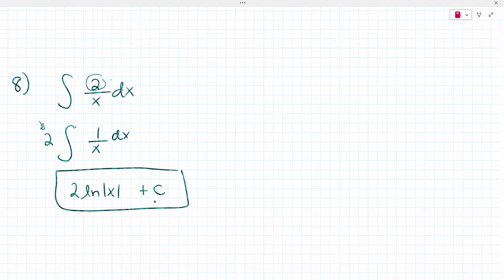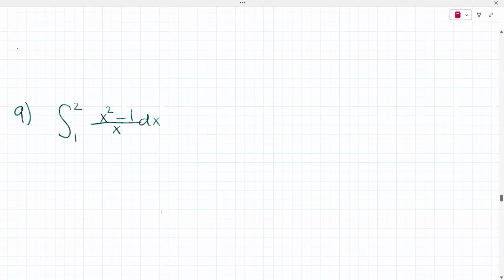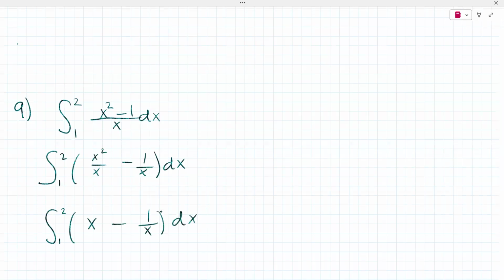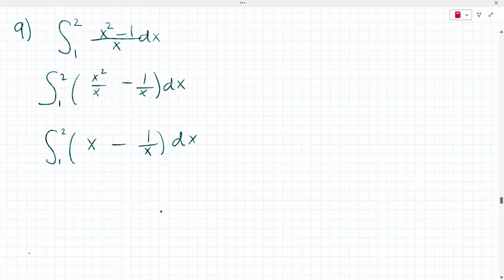Okay. Next one, example 9, we do have boundaries from 1 to 2. So it's x squared minus 1 all over x of d of x. So first, what can I do is maybe divide each term by x. So this would be x squared over x minus 1 over x of d of x. This is going to be 1 to 2. What's x squared divided by x? Yes, x minus 1 over x of d of x. So you can write it out as two separate integrals, or you could just take the integration immediately. So I'm just going to take it immediately.